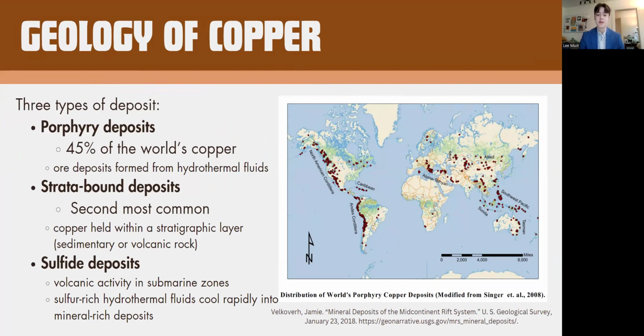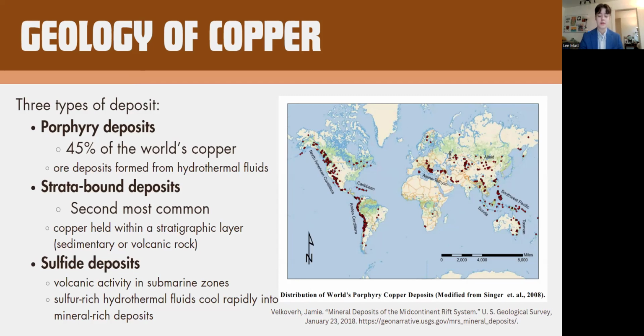The second most common type of deposit is the strata-bound deposit. These are present in Zambia and Congo, in the north-central United States, as well as other places in the world, which we'll see in a few minutes. They are formed when copper is held within a stratigraphic layer in sedimentary or volcanic rock, which means you could cut a cross-section of the area and you'd only see copper held in that one specific layer.